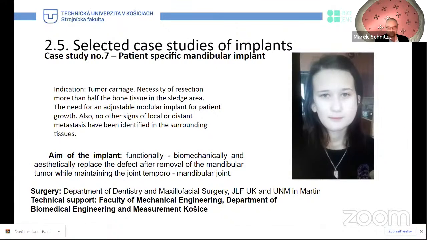Then we have a special case. This was a young lady with a tumor. There was a necessity of resection of more than half of the bone tissue in the jaw area. There was a need for an adjustable modular implant, so the aim was to biomechanically and aesthetically replace the defect.